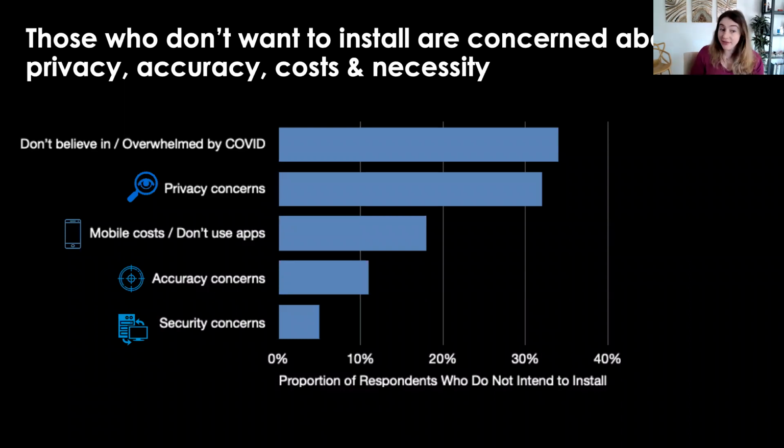We also saw privacy concerns as the second most prevalent reason, so absolutely good that that was a focus in the development. And then next we see either those mobile costs or people saying, I just have a practice of not using apps and I'm not going to use them for this. And then finally, we see accuracy concerns and then security concerns.